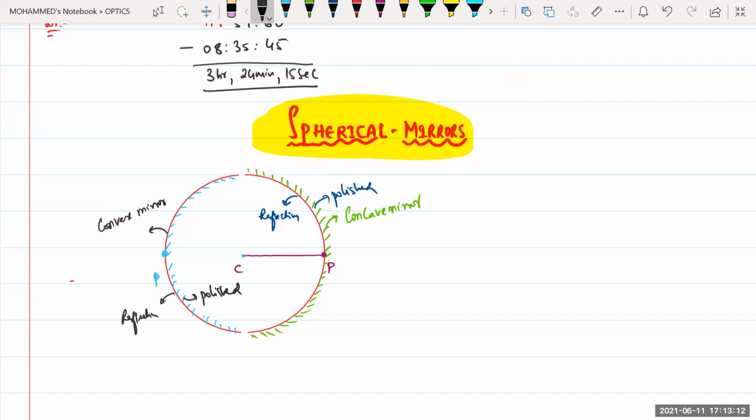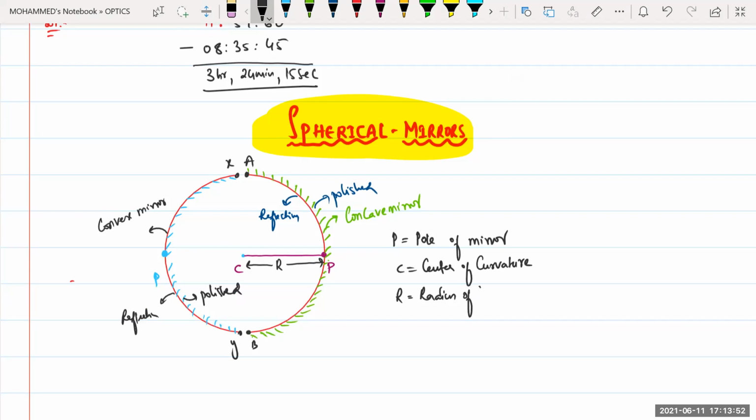So this is the center. The distance between this center and this pole is known as capital R, that is the radius of curvature. If I'm naming from here to here, this is A, this is B, and this is X, this is Y. What is P here? P is the pole of the mirror. C is the center of curvature. And capital R is nothing but the radius of curvature.